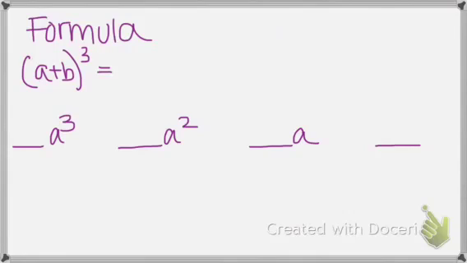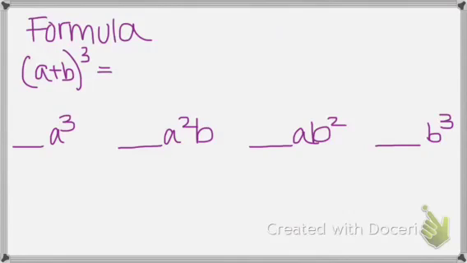Now I go backwards with my b term. So first I'm going to have b cubed. Going backwards, I now have b squared. We have b, and then we have nothing. So we have our a and b terms.